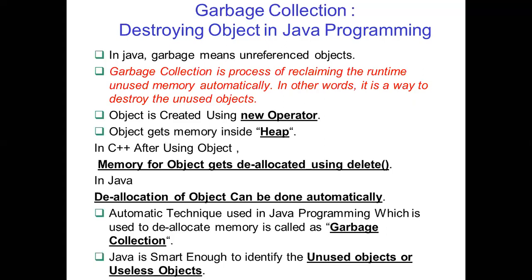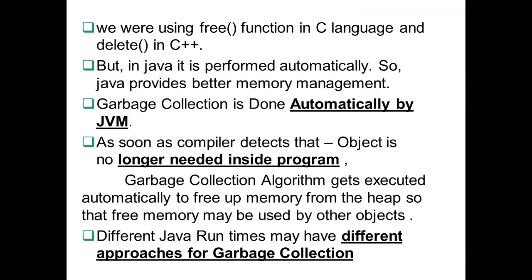Java is smart enough to identify unused or useless objects, so it automatically identifies all of these. We used the free function in C and delete in C++. When you see memory management in C, there you see dynamic memory allocation, and finally, after allocating, we use the free function in C programs. Similarly, in C++ we use the delete operator or function. In Java, this is performed automatically, as I said in the previous slide.